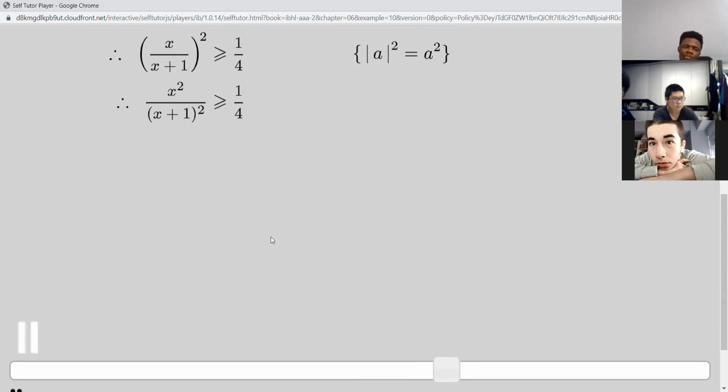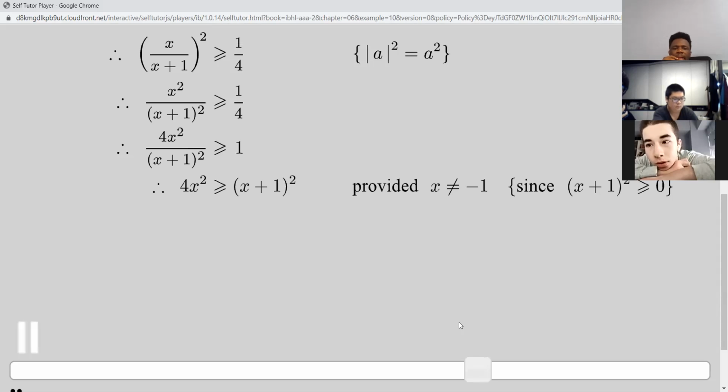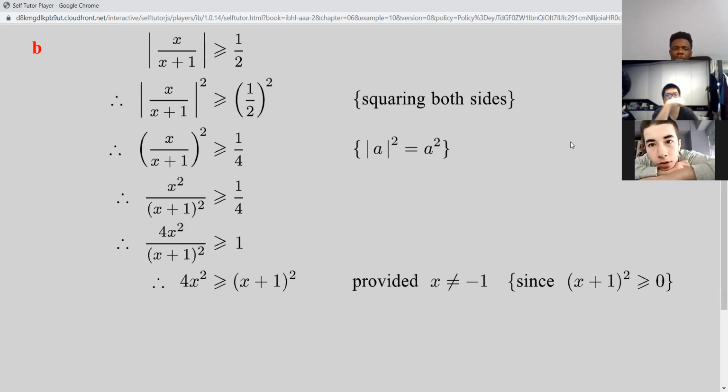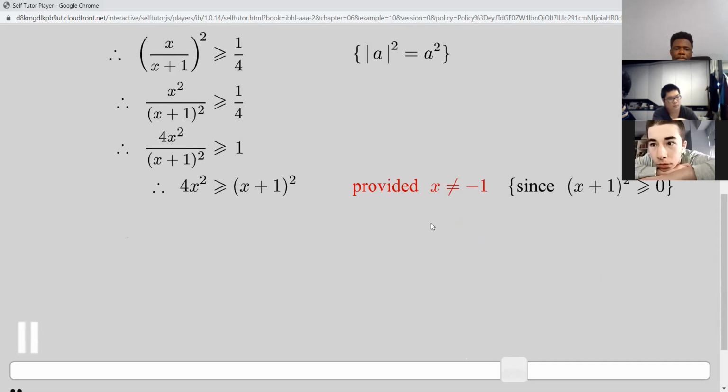However, since we no longer see the factor x plus 1 in the denominator, we keep track of the fact that x equals minus 1 cannot be a solution. If we let x be minus 1 in the original inequality, the left-hand side would be undefined. We can now expand the perfect square, then rearrange the inequality so all terms are on the left-hand side. We are left with a quadratic inequality.